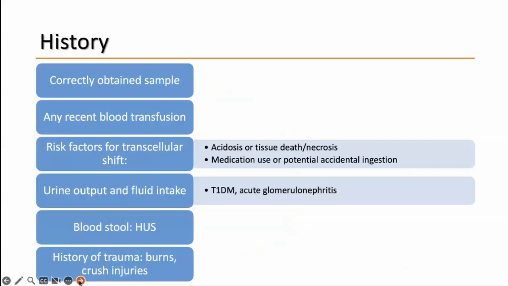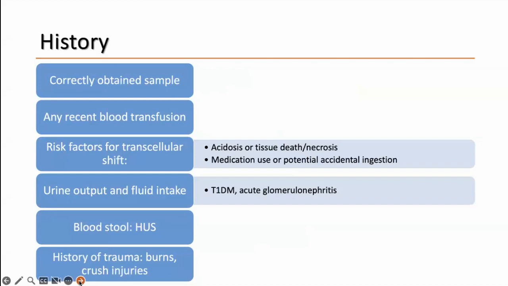Okay, so looking into your patient history. Again, like we said, you need to be very, very sure that your blood sample was obtained correctly and always correlate it with your clinical picture. If you've got a massively high potassium and your clinical picture doesn't match at all, you need to think twice about whether this is really a true hyperkalemia. Asking about any recent blood transfusion, like we said, any red blood cells that have been transfused recently. And then looking at your risk factors for a transcellular shift.